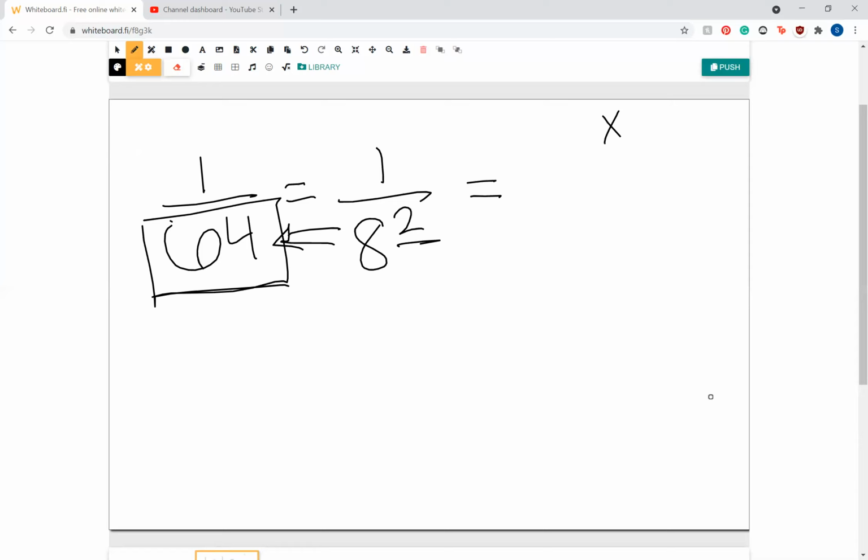Remember, our rule is x to the negative m, x to the power of any number, is equal to 1 over x to that power. So what I think we are going to end up getting here is 8. Remember, 8 is our x from the rule. And then 2 is our m. So we're going this way in the rule, turning it into a negative exponent. So we get 8 to the power of negative 2 is equal to 1 over 64.